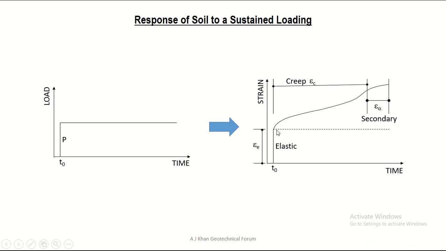elastic strain within the material. Okay, and that is denoted by epsilon sub e. And over the period of time, under the sustained loading from time t naught to onwards, soil মধ্যে একটা creep strain develop করবে, and which is denoted by epsilon c. And beyond creep strain, at a further point of time, due to rearrangement of the soil particles, there will be secondary settlement or secondary strain within the material.